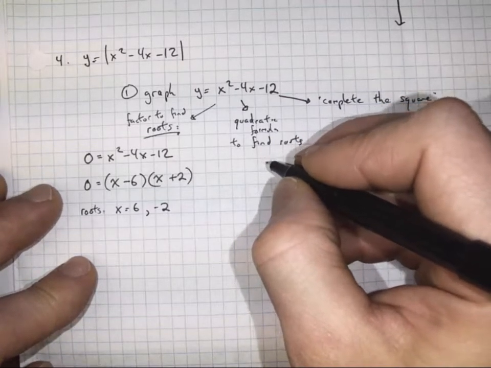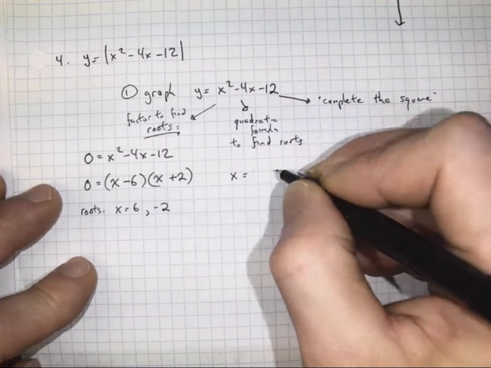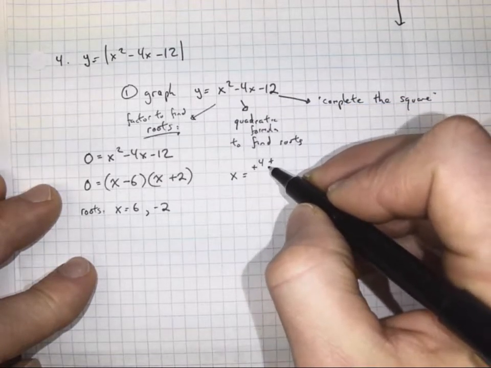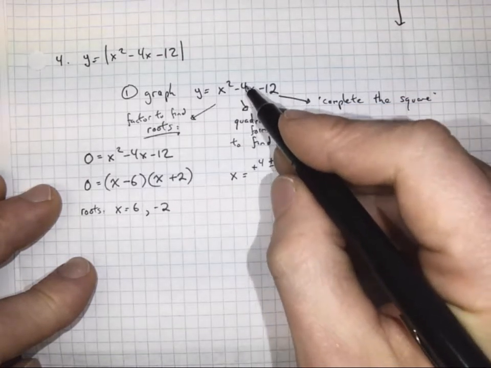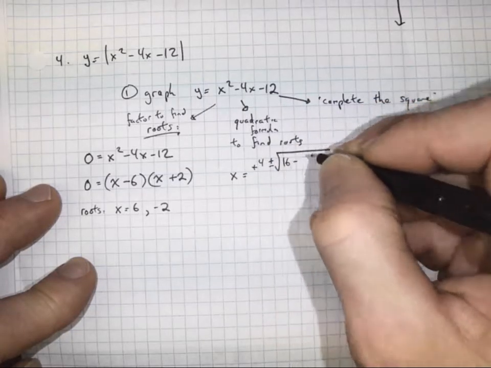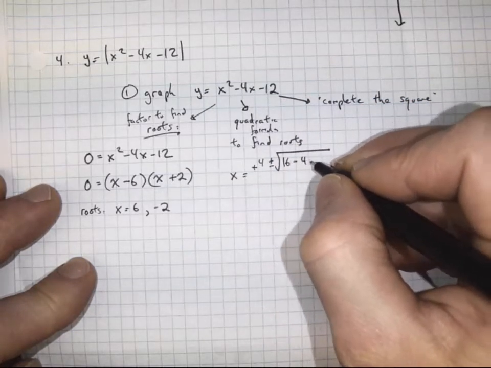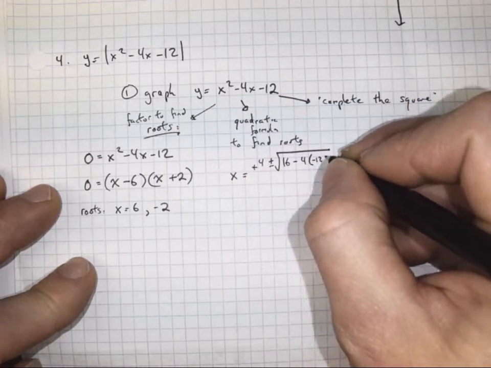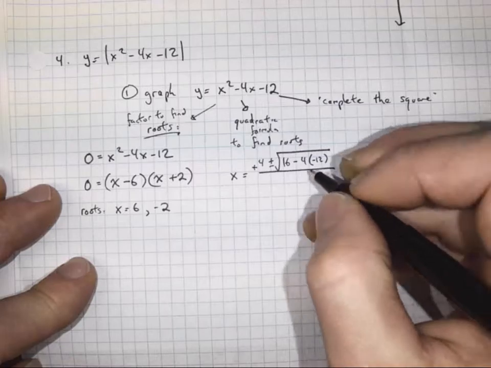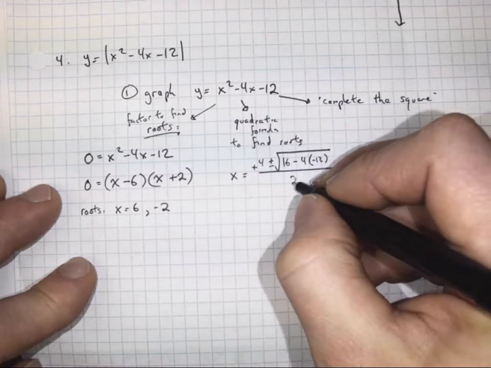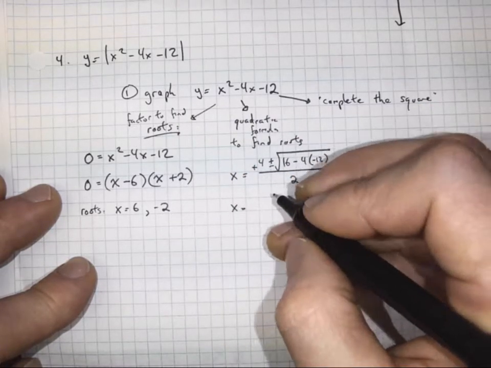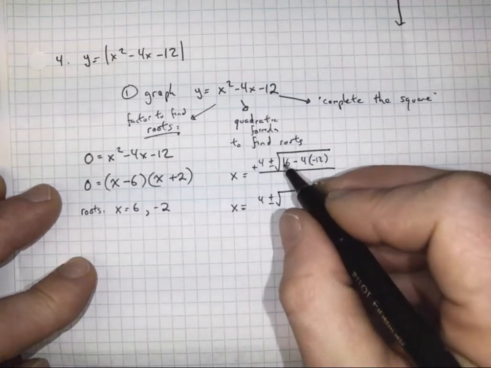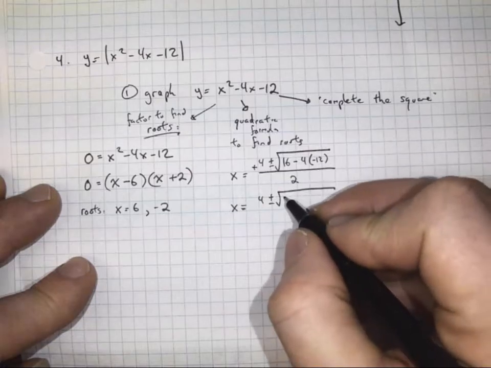I could also have used the quadratic formula. So I could have said x equals negative 4, which is positive 4, plus or minus a square root of negative 4 squared, or 16, minus 4 times a, which is 1, times negative 12. And that's all divided by 2 times a, which is 1, or 2.